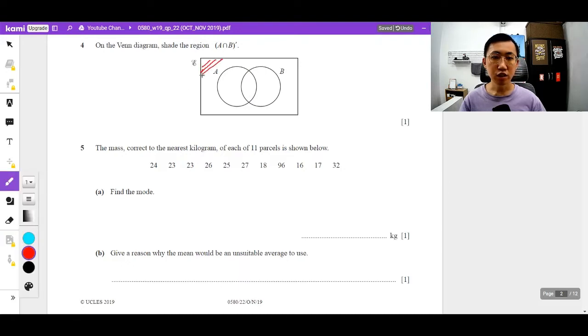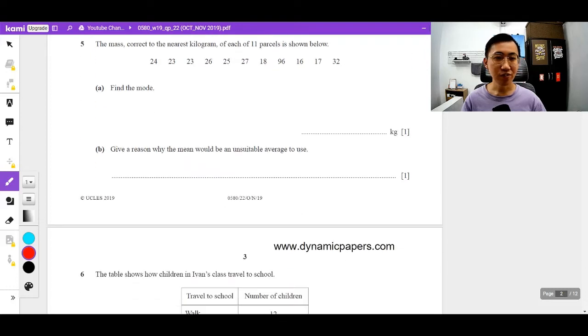So just make sure you shade it consistently using a ruler. Teacher's one didn't shade nicely, yeah, so forgive me, alright? So shade using ruler, pencil, and have patience. Make sure you don't cross the A intersect B region. Okay, once you are pretty happy with it, then that will be the answer, 1 mark. Okay, let's go for question 5.